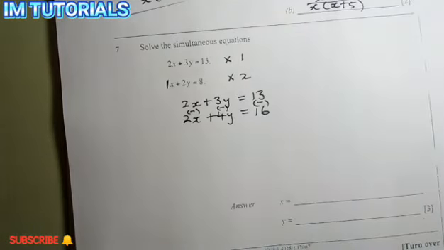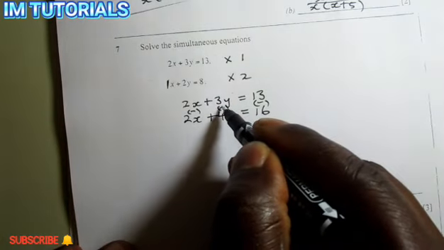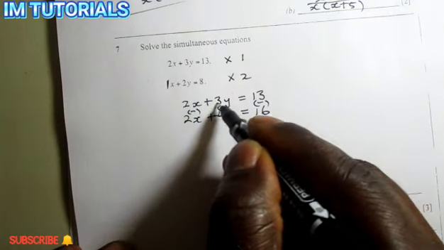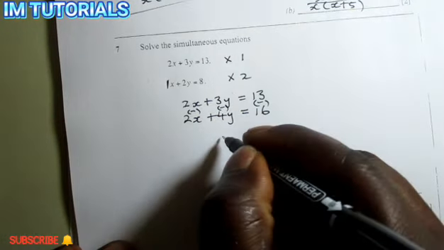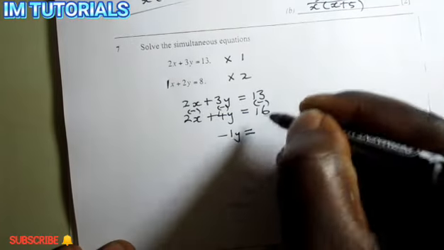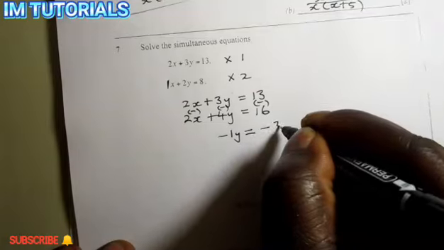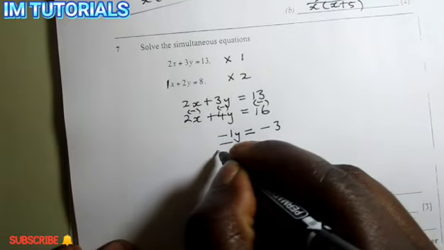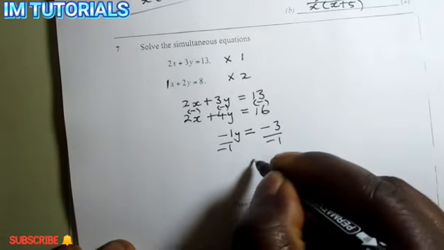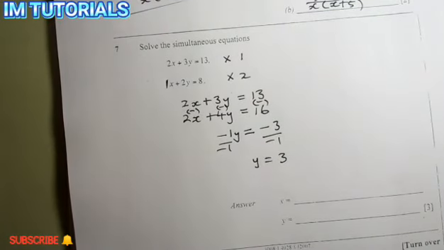So 2x minus 2x, you get 0. Then this negative and this positive, they produce a negative. So it's 3y minus 4y. You get minus 1y. Right? Then 13 minus 16, you get minus 3. So you are dividing both sides by a negative 1. So y is equal to 3. Since negative and negative, they cancel out each other.